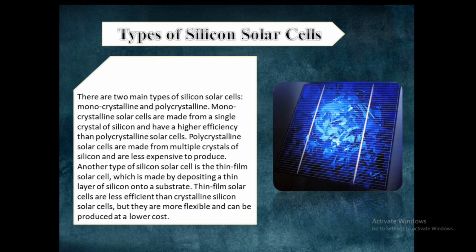There are another two types of silicon solar cells: thin film solar cells and amorphous solar cells, which are made by depositing a thin layer of silicon onto a substrate. Thin film solar cells have lower efficiency than crystalline silicon solar cells, but they are more flexible and can be produced at lower cost. Let's see one by one these types of silicon solar cells.